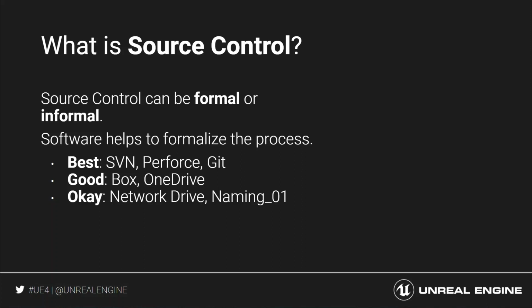So using Box or OneDrive or some cloud drive solution works better than nothing, and certainly is going to work better than the traditional sneakernet this year, because you can't as easily pass a flash drive back and forth. So the best option is a formal system like Subversion, or we'll call it SVN, Perforce, or Git. These are actual software packages that manage the process of versioning and tracking and serving files.